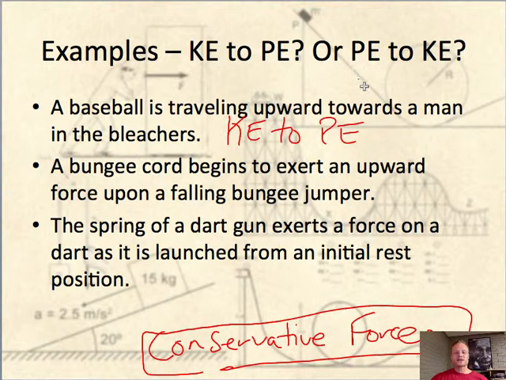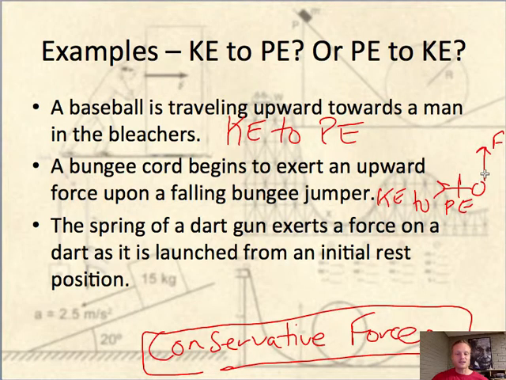This second one's kind of tricky. A bungee cord exerts an upward force upon a falling bungee jumper. Okay, so this bungee jumper is falling downwards, and the cord is pulling up on him. He's traveling really, really fast and he's slowing down because of the cord being stretched and basically slowing him down. So this would be an example of kinetic energy to potential energy, because he's slowing down and he's going to start to be actually sprung back up.